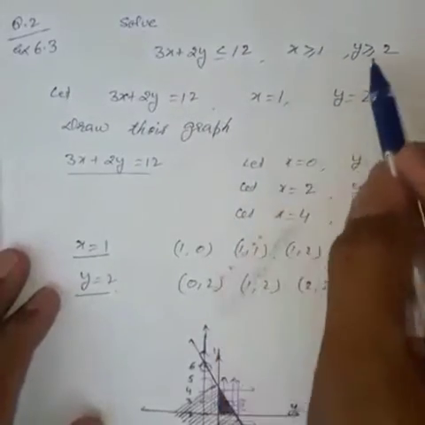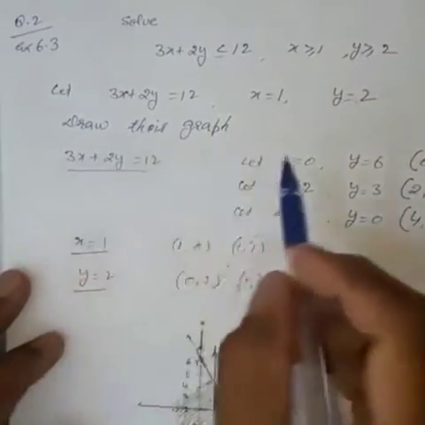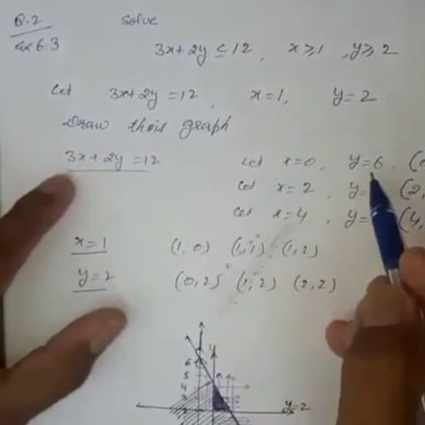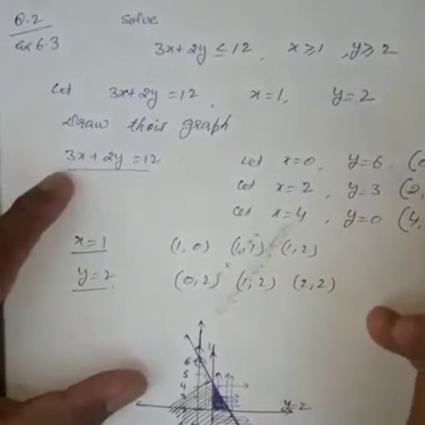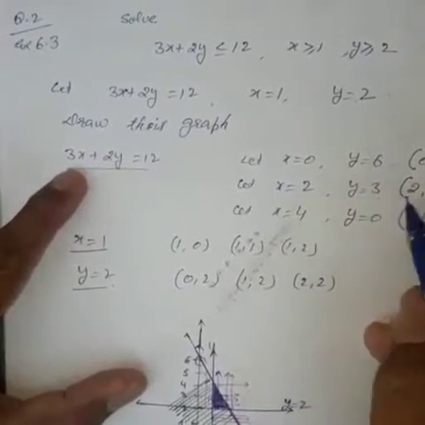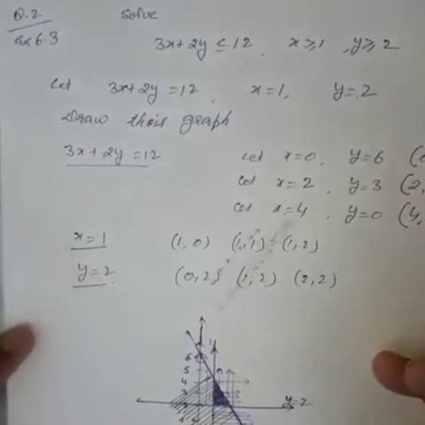x is equal to 1, y is equal to 2. Then to draw the graph we have to find solution sets for this line. Now if you put x as 0, then the corresponding value of y is 6. (0, 6) is the first point. When you put x as 2 and y as 3, then (2, 3) is the second point. Similarly (4, 0) is the third point.